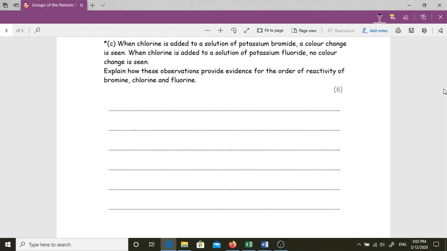So it says when chlorine is added to a solution of potassium bromide, a color change is seen. So this is quite important, so I'm going to underline this. So a color change is seen. If we see a color change, that means there's a reaction happening. Okay, so the first bullet point we can write down here is that color change shows or indicates that there's a reaction. So color change shows reaction is happening.